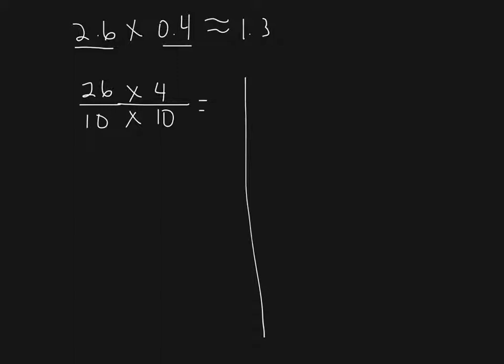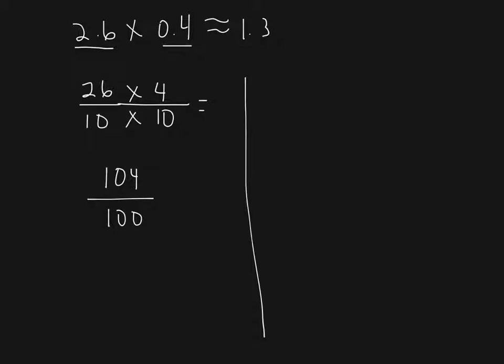And 26 times 4 is 104 over 100. 4 times 6 is 24, carry the 2, 4 times 2 is 8, and I add on that extra 2 and I get 10.